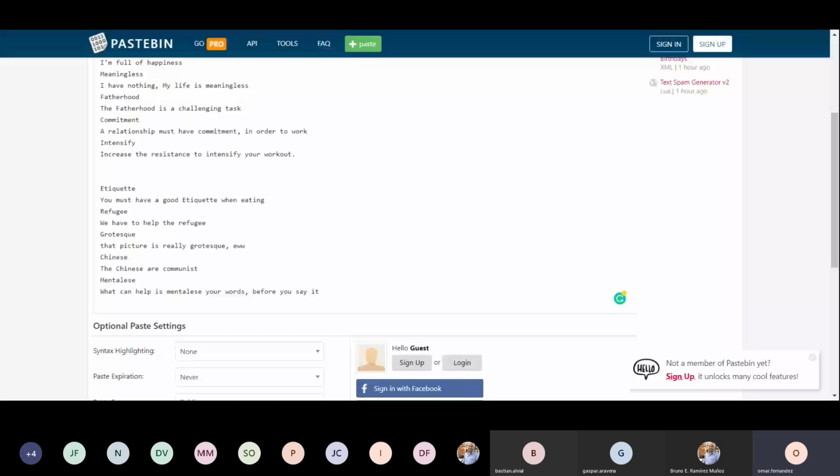Another suffix was -ese, and I used Chinese. The sentence example was, "The Chinese are communist." And the last suffix I used was -ize, and I decided to use mentalize. The sentence example is, "What can help is mentalize your words before you say it." And that's what I used.